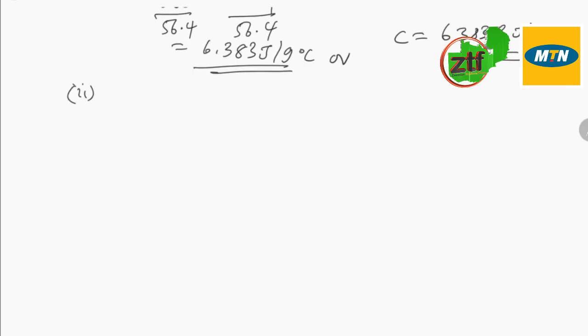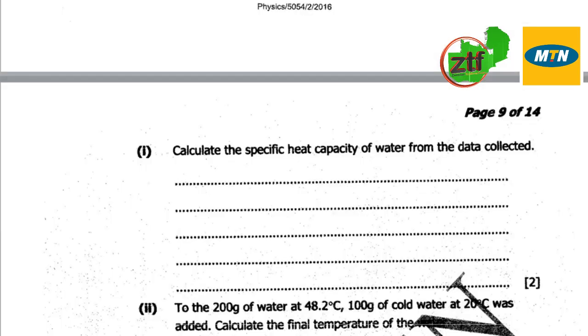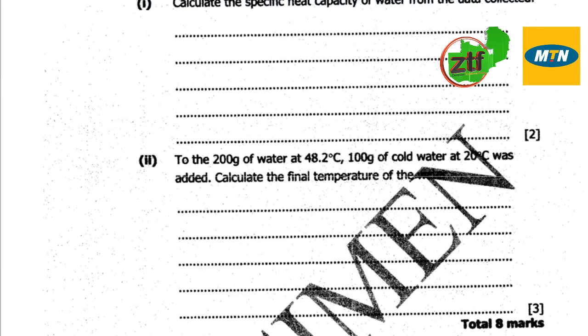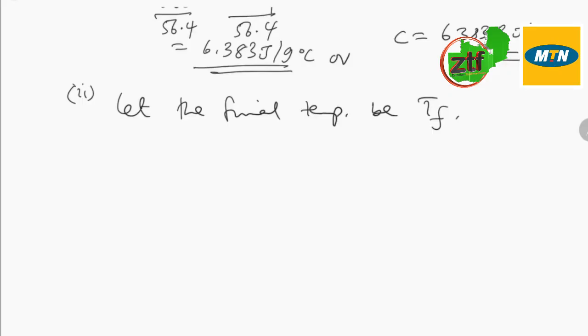To the 200 grams of water at 48.2, 100 grams of cold water at 20 degrees C was added. Calculate the final temperature of the water. Okay, let the final temperature be TF.